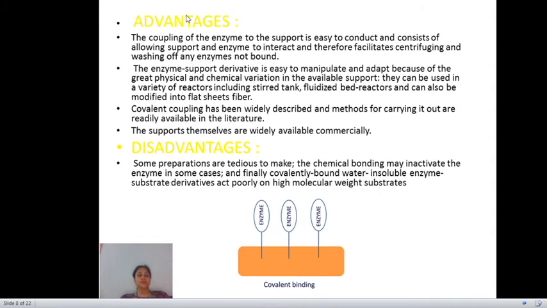So what are the advantages? The coupling of the enzyme to the support is easy, and the derivative is easy to manipulate and adapt, and the supports are widely available commercially. Now what are the disadvantages? Some preparations are tedious to make. The chemical bonding may inactivate the enzyme in some cases, and in some cases the covalently bound water insoluble enzyme has a low catalytic activity on high molecular weight substrate. So this is how it will result. This is the carrier material and the enzyme is covalently linked to this carrier material.